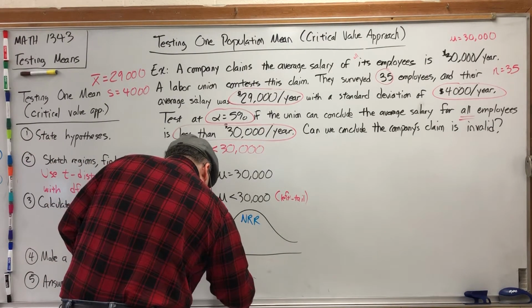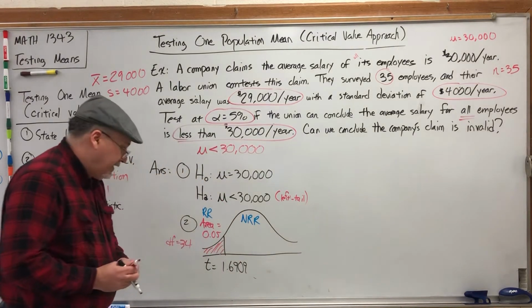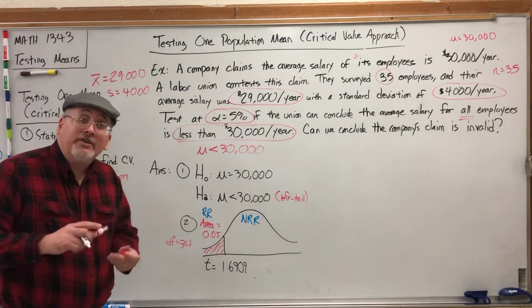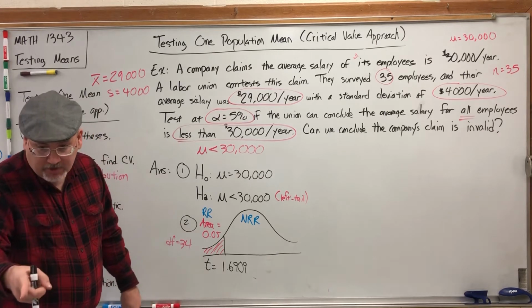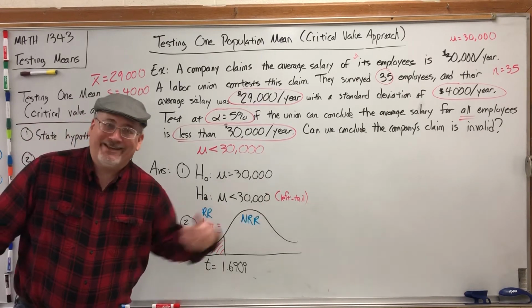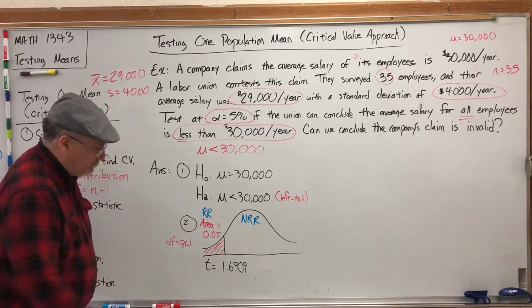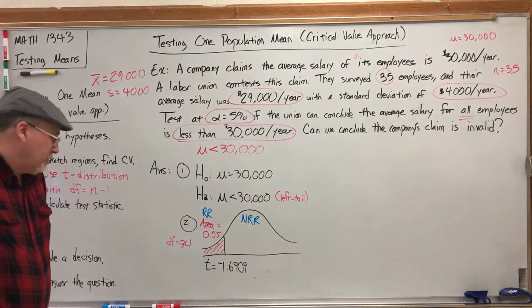T equals 1.6909. Except it's not. You know why it's not? This is a left tail test. The t-chart talks right tails. Numbers on the left are negative. This is the symmetry of the normal distributions.